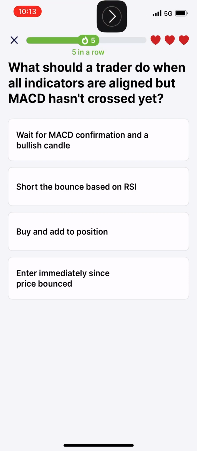Five in a row. What should a trader do when all indicators are aligned but MACD hasn't crossed yet? Wait for MACD confirmation and a bullish candle. Short the bounce based on RSI. Buy and add to position. Enter immediately since price bounced.